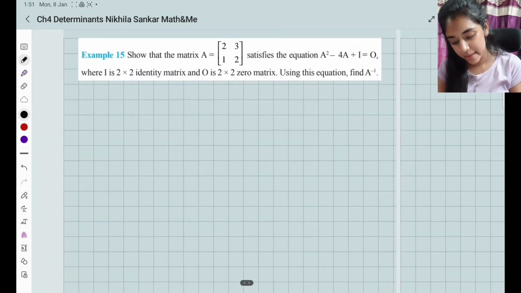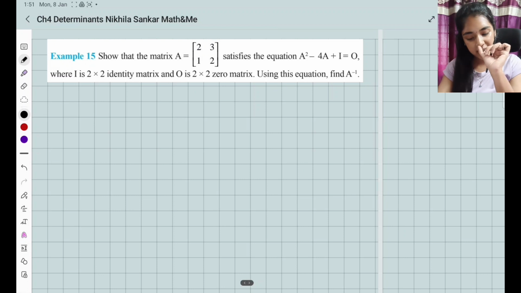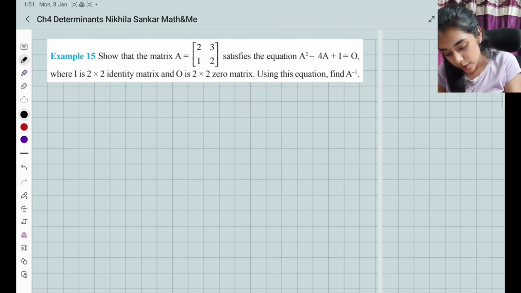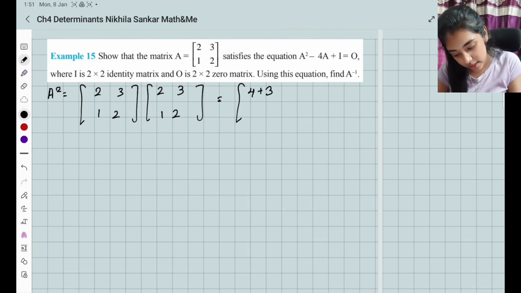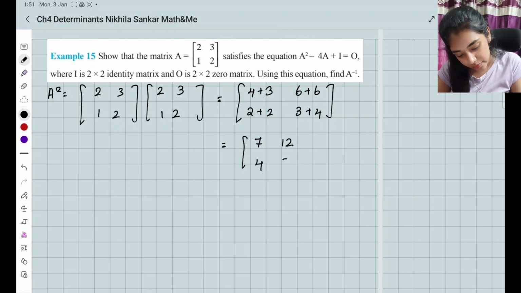Now, next example. Show that the matrix A satisfies the equation A square minus 4A plus I equals 0. So first we need to find A square. What is A square? A into A, which is 2, 3, 1, 2 times 2, 3, 1, 2. Matrix multiplication is very easy for us. First row, first column: 2 2s are 4, 3 1s are 3. Then 2 3s are 6 plus 3 2s are 6. 2 1s are 2 plus 2 1s are 2. 3 1s are 3 plus 2 2s are 4. Okay.